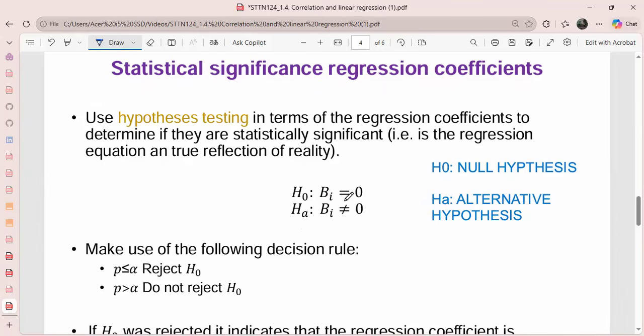If you're given a question specifically focusing on parameter B2, then you will say H0: B2 is equal to 0, HA: B2 is not equal to 0. That's how you formulate the null and alternative hypothesis. Now it's time for you to make a decision. When you make a decision, we have what we call the p-value. This p is a probability. You still remember when you were doing STTN 111 last semester?